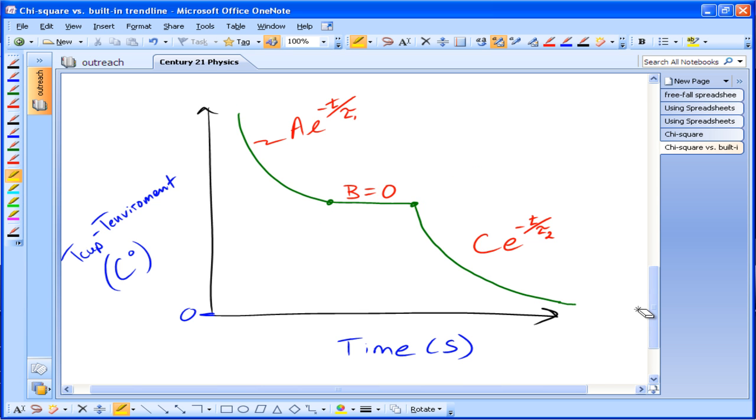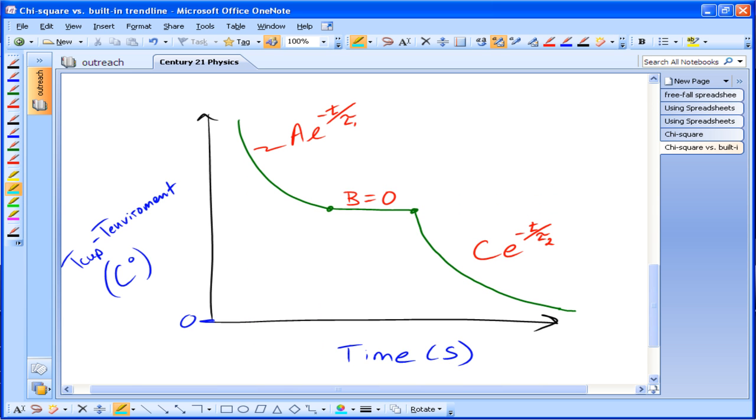And chi-squared is capable of handling that. You could even parameterize the domain of each function. If you don't know exactly where this change is between exponential cooling versus horizontal latent heat of cooling, you can make that a parameter in your fit as well. You could also use chi-square to fit only part of this data.